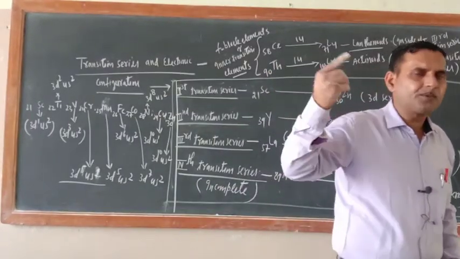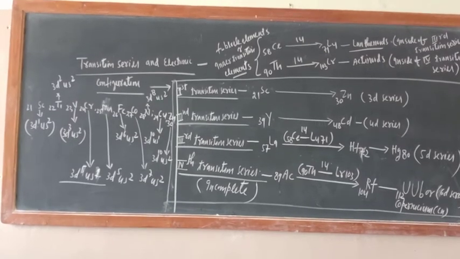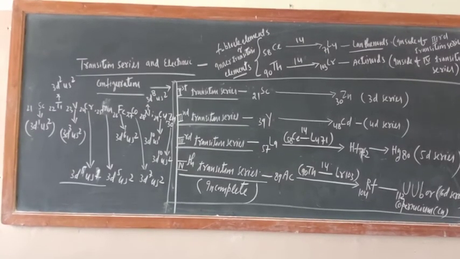Now we have to move toward the trends in physical properties. I hope today's duration is enough. Tomorrow onwards I will start the trends in physical properties. We'll start with atomic and ionic size, then ionization enthalpy, and subsequently so many other things are there.